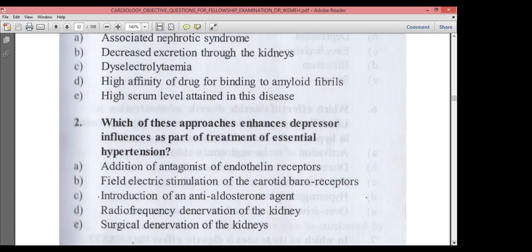The study I came across actually stated just the way the question is: field electrical stimulation of carotid baroreceptor as a depressor in treatment of resistant hypertension. I think that was the article I saw. So the answer is B. I don't know. Any comments? Any contribution?